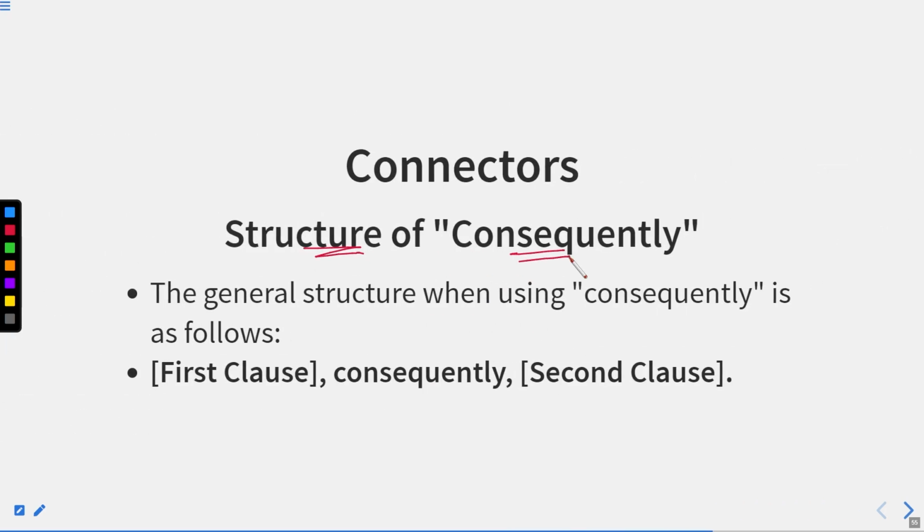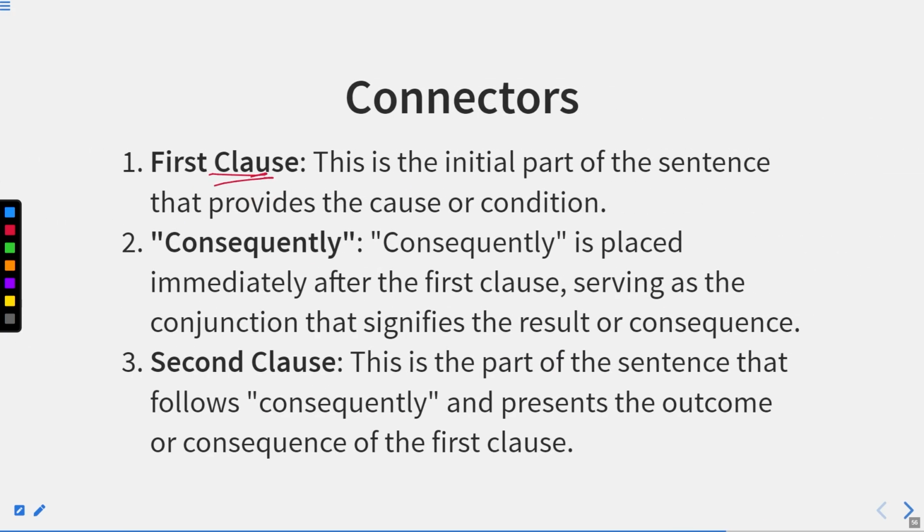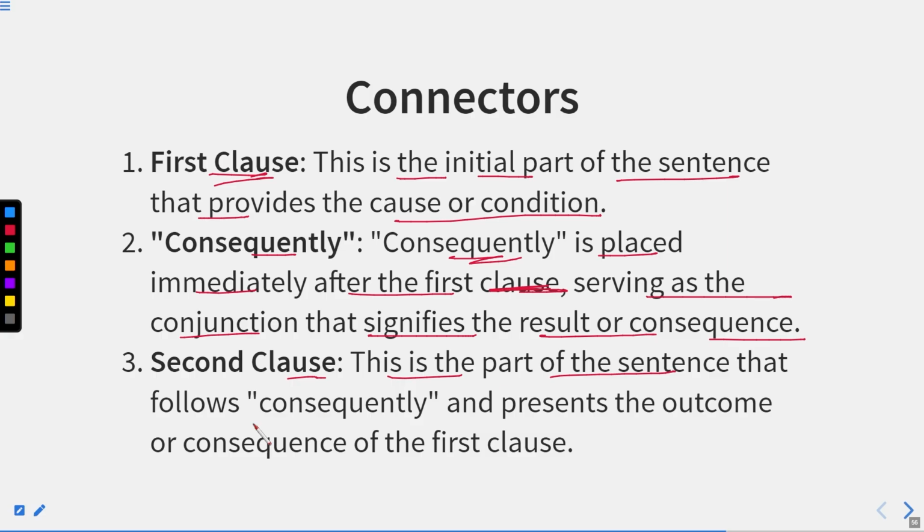Now we'll discuss the structure of consequently. The general structure when using consequently is as follows. First of all, we'll write the first clause, then consequently, and then the second clause. Now, what is the first clause? This is the initial part of the sentence that provides the cause or condition. Consequently is placed immediately after the first clause, serving as the conjunction that signifies the result or consequence. Now, the second clause is the part of the sentence that follows consequently and presents the outcome or consequence of the first clause.